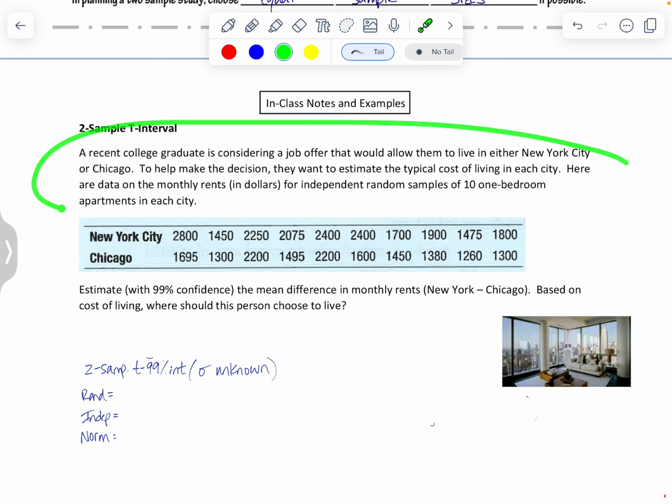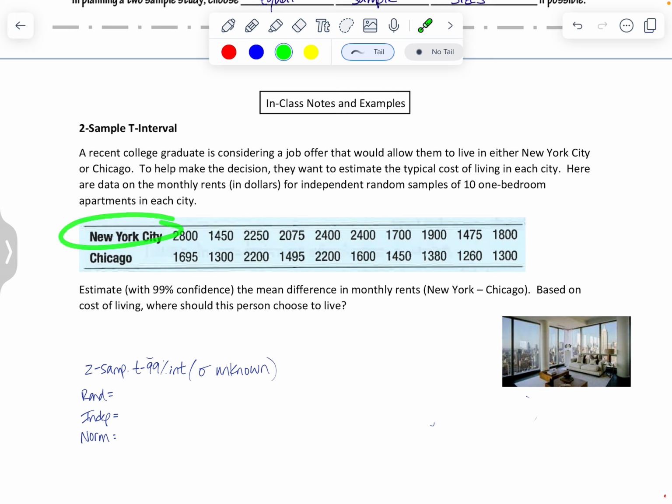So read through this problem here. A college graduate's trying to decide, should I live in New York or should I live in Chicago? I know you people are probably like Chicago, most of you, because hi, that's where we're from. But they're trying to make their decision based on monthly rent. So they have random samples of 10 different apartments in each city. Not sure how they got the random samples, but whatever, it says random, so we're going to go with it.